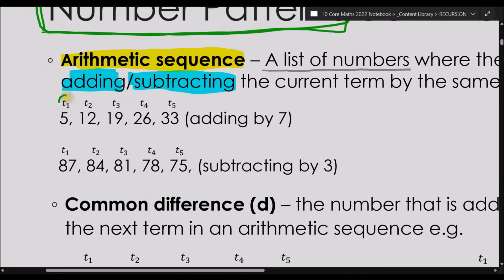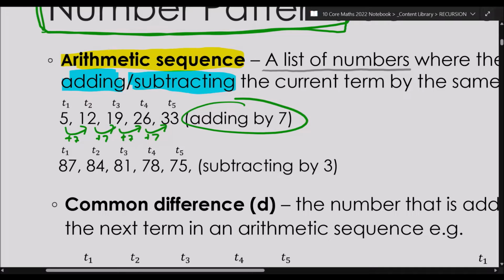So the first term, T1 means term number 1, so that means first number. T2 is second number, T3, T4, T5, and so on and so forth. If you look at this sequence of numbers, look at the pattern of it. We can see the first number is 5, the second number is 12, the third number is 19. What is happening to it? I've already put it in brackets there, but you can see that it's adding 7 each time. So that means to get the next term, we add 7.